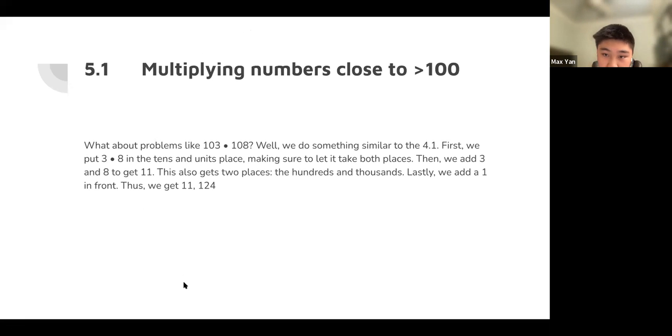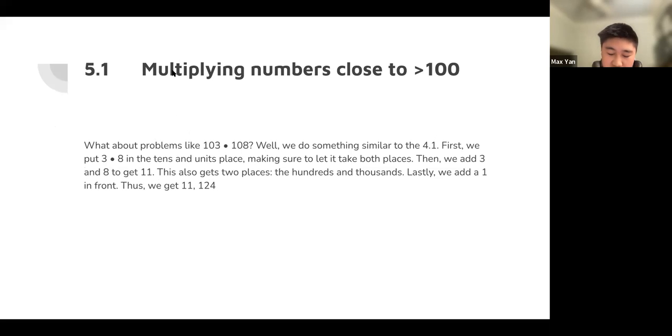Okay, so what if we multiply numbers close to but above 100? Our last one was less than 100, so what about above? Like, what if we take 103 times 108? Well, we can do something similar. We take the difference from 100, which this time is 3 times 8. And again, we let it take 2 places. So it's something, something, something, 2, 4. Then we add the differences, so we get 11.